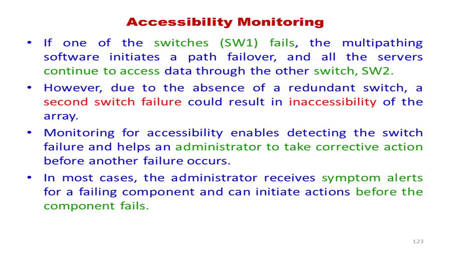If one of the switches, SW1, fails, the multipath software initiates a path failover and all the servers continue to access data through the other switch, SW2. However, due to the absence of a redundant switch, a second switch failure could result in inaccessibility of the array. Monitoring for accessibility enables detecting the switch failure and helps an administrator to take corrective action before another failure occurs. In most cases, the administrator receives a symptom alert for a failing component and can initiate actions before the component fails.